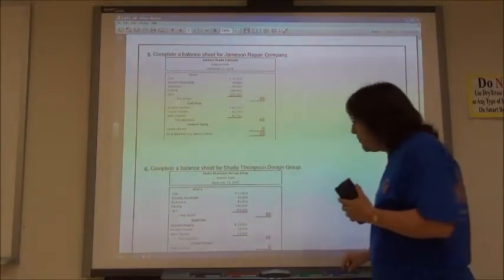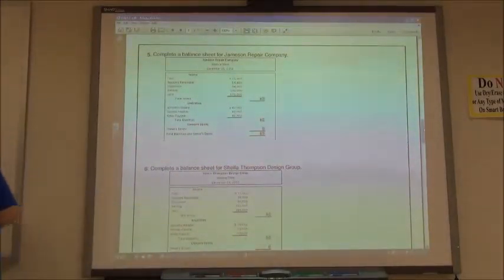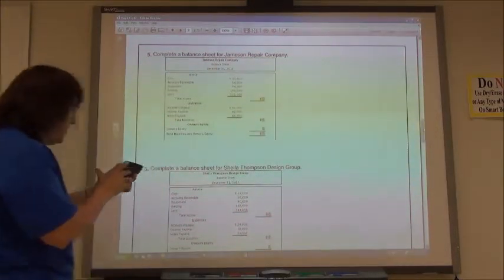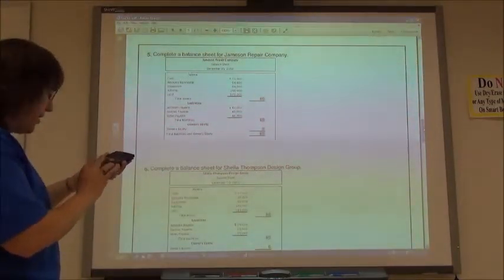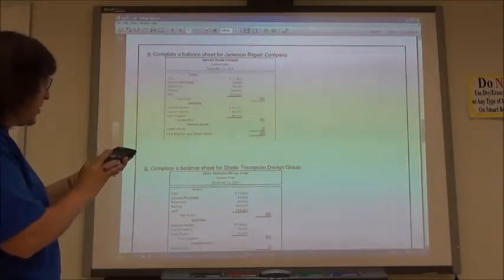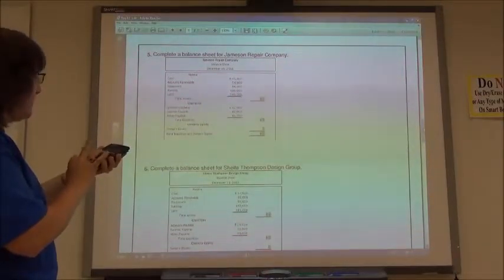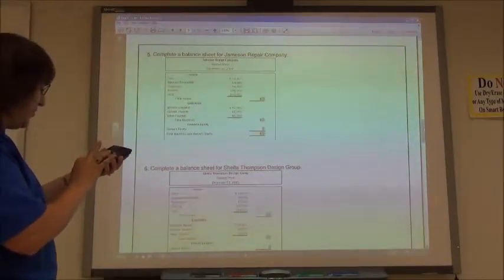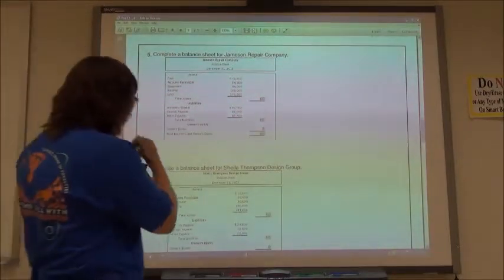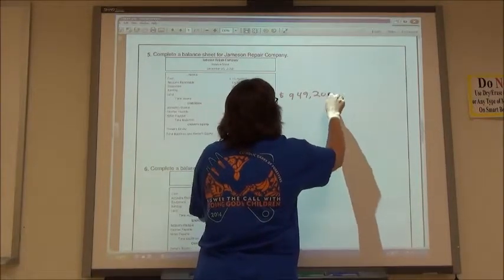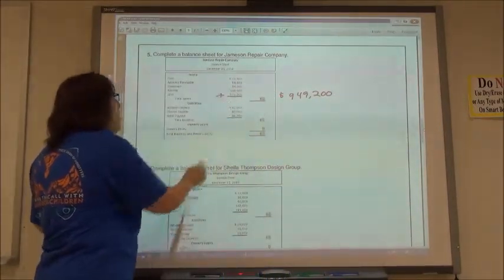Number 5 wants us to complete the balance sheet again. And so again, I'm just going to simply add up all my numbers there. My cash, my accounts receivable, equipment, building, and land. So $71,400 plus $54,600 plus $84,000 plus $168,000 plus $571,200. So the total of all my assets, $949,200. Just adding all of those together.